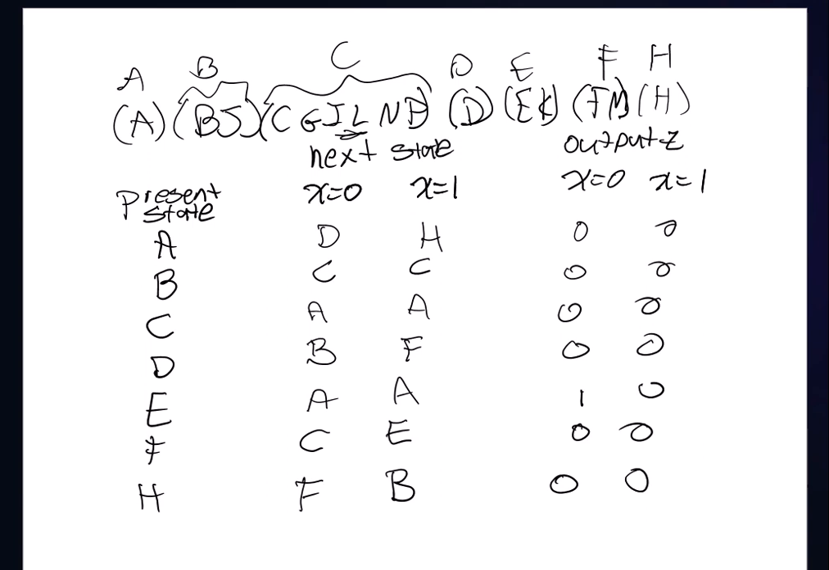Alrighty then, let me check this. ADH00, BCC00, CAA00, DBF00, EAA10, FCE00, HFB00. Amazing, I have the same answer. Okay, so that is your reduced state table.